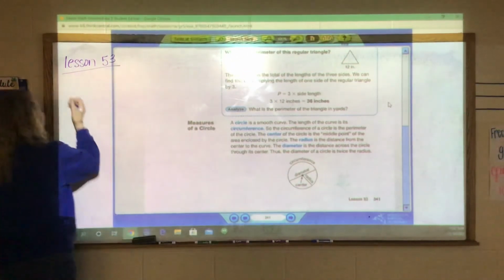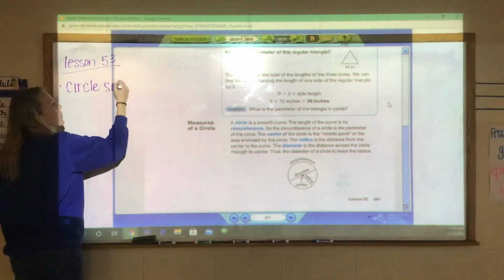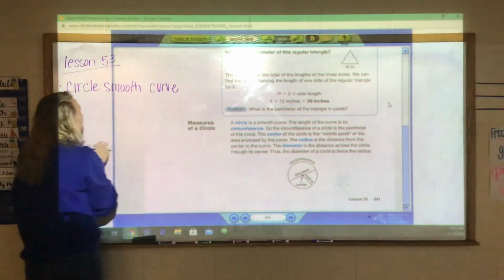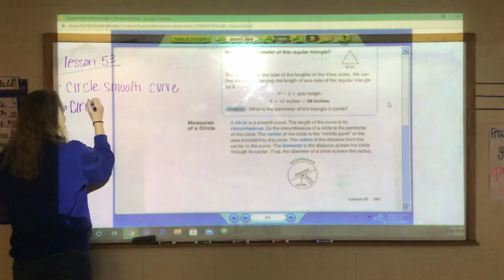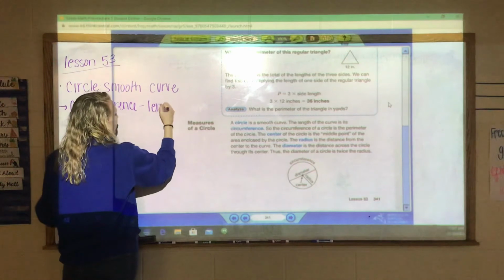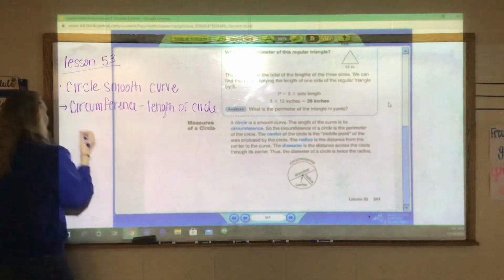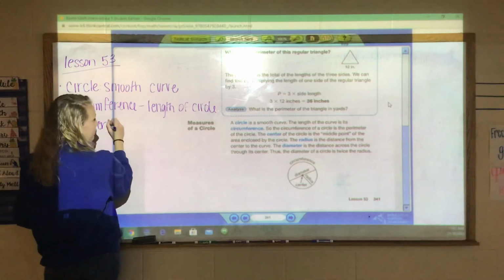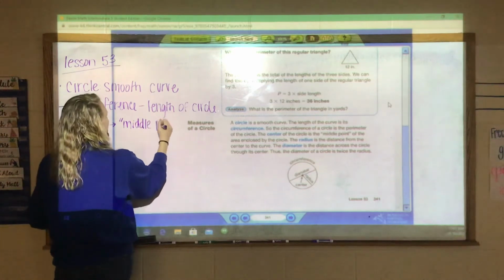All right, so a circle is a smooth curve. You guys know what a circle is. Okay, the length, or your circumference, is your length of the circle. Okay, the center is the middle part. So literally the middle point in the circle.